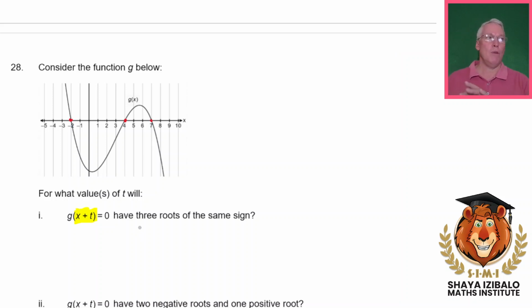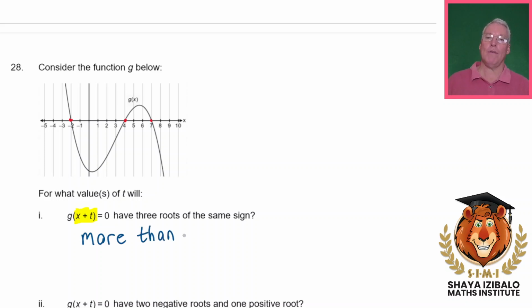Do you agree that if we move this graph far enough to the left, all the roots will be negative? Or if we move it far enough to the right, all the roots will be positive. Let's do the left one first. How much would we need to move it to the left to have all the roots negative? We would need this number over here to be over there. So we would need to move it more than 7 left.